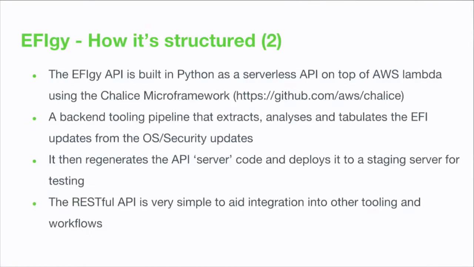The API server itself isn't really a server. It's a big chunk of Python, a big fat AWS Lambda really, built on top of the Chalice framework. If you're not familiar with the Chalice framework, check it out. It's super cool. It allows you to take a big chunk of Python and make it into a server that automatically scales, so that's nice. And we've got a pretty nice back-end tool flow where all of that analysis and extraction of the EFI updates from the OS updates and security updates happens automatically, and we've got it to the point that the server code is actually written as an output from that analysis itself.